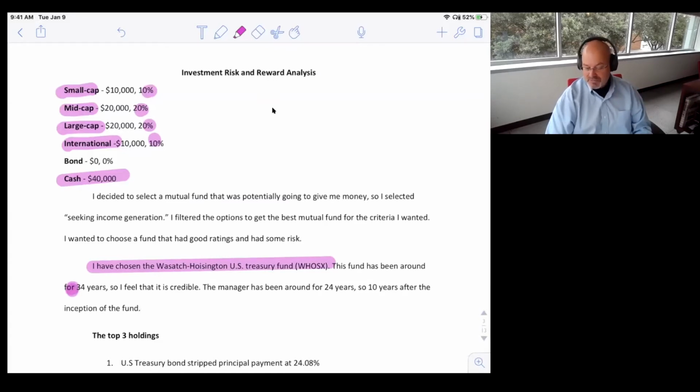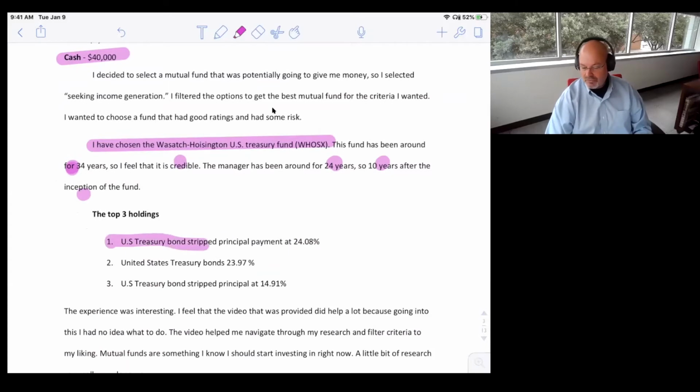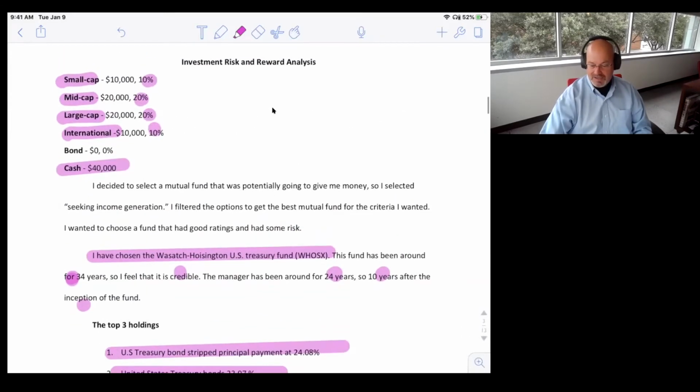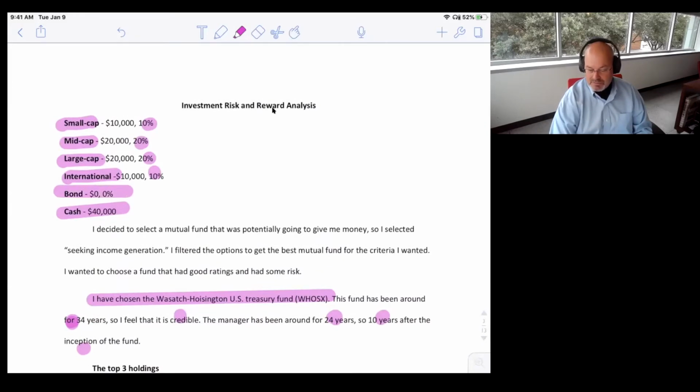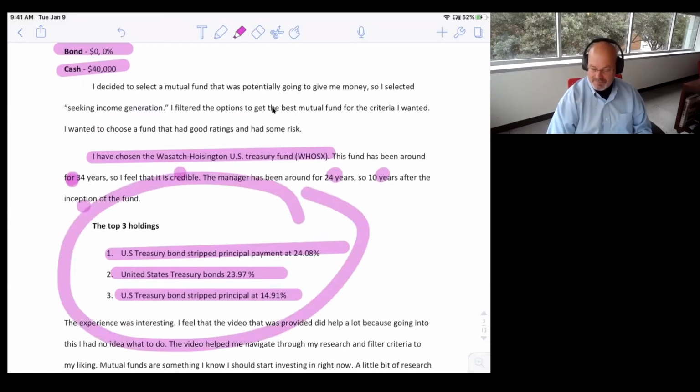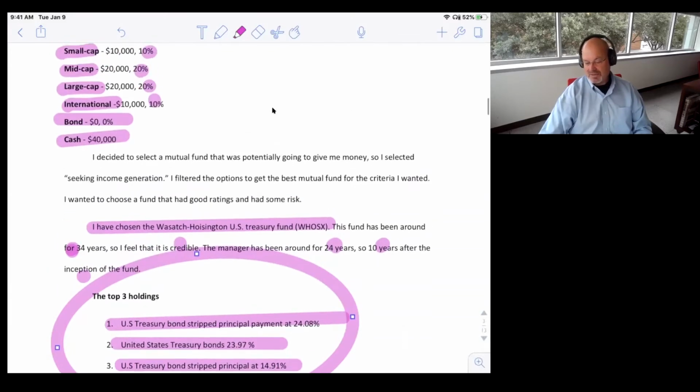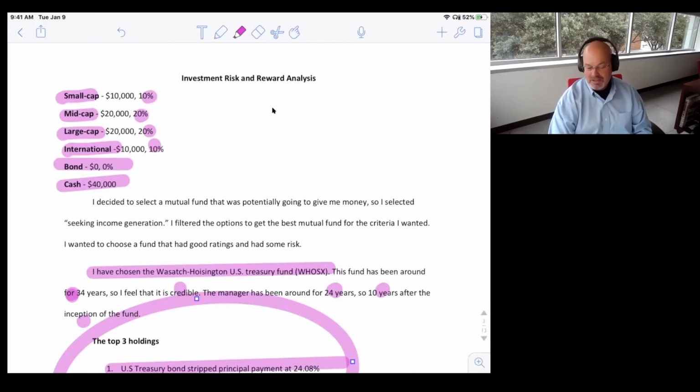But it has been around for a long time, so that made them feel credible. 24 years, 10 years after the inception of the fund. And look what it holds. What is that? Those are bonds. So this student is saying they're putting 0 in bonds, but this is their favorite fund. And so I'm just pointing out that, oops, that's not exactly accurate. So this bond, however much of this holding you put into your portfolio, should be reflected here in bonds. That's all I was saying.